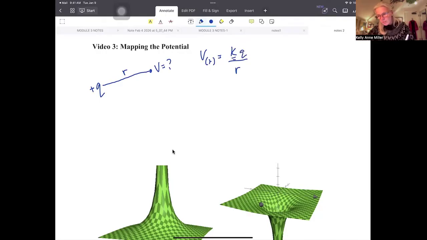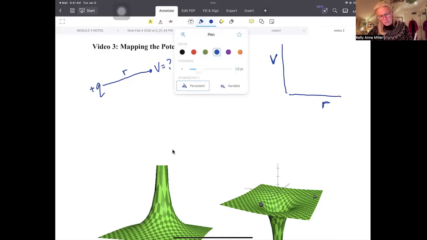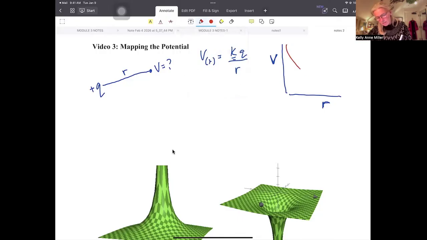So if we wanted to look at what the potential looked like as a function of the distance from the charge, the function would just look like this, right? As the distance increases away from the charge, the potential drops. Okay, so this is a 1/r relationship.